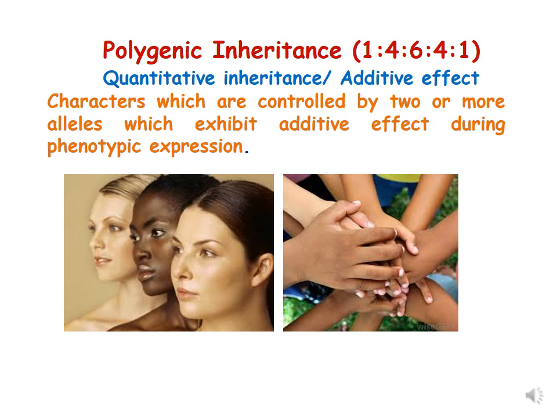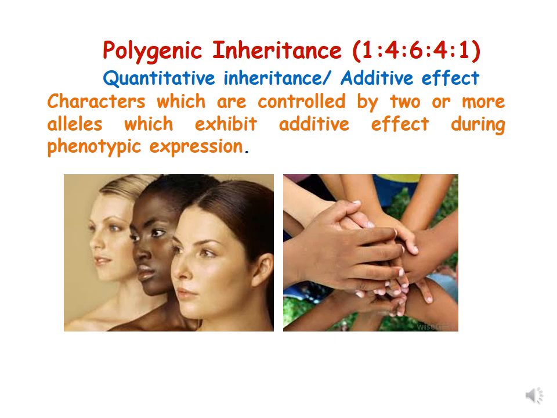Let us now understand the example of polygenic inheritance or quantitative inheritance or additive effect. We get the ratio of 1 is to 4 is to 6 is to 4 is to 1 in this inheritance. And polygenic inheritance are examples where the characters are controlled by two or more pairs of alleles which exhibit additive effect during phenotypic expression.